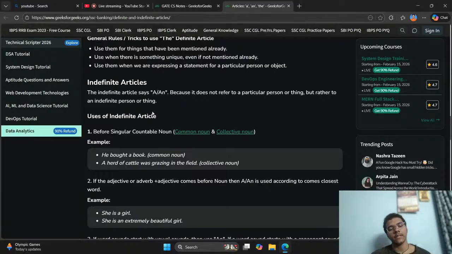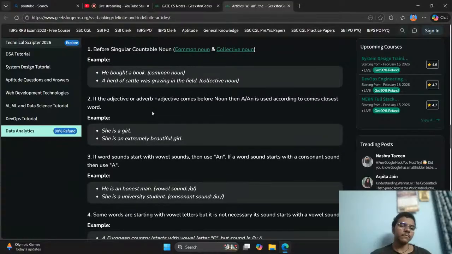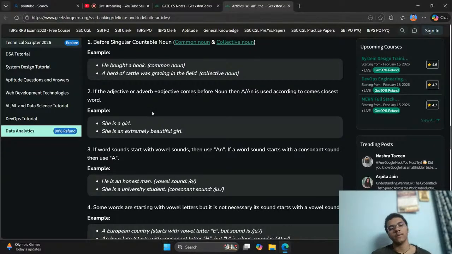Indefinite articles say "a" or "an" before. It does not refer to a particular person or thing, but rather to an indefinite person or thing. Before a singular countable noun: he bought a book. A herd of cattle was grazing in the field. If the adjective or adverb plus adjective comes before the noun, then "a" or "an" is used according to what comes closest. She's a girl. She's an extremely beautiful girl.